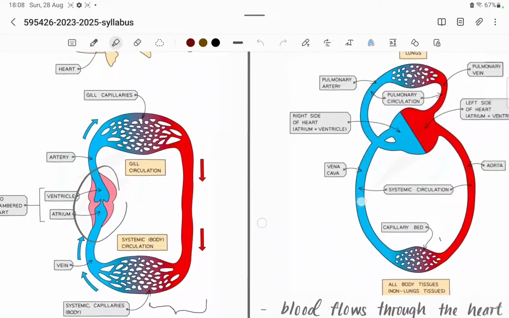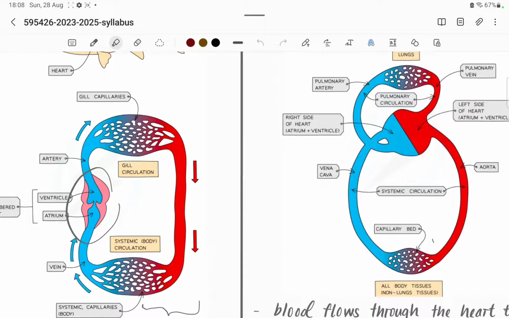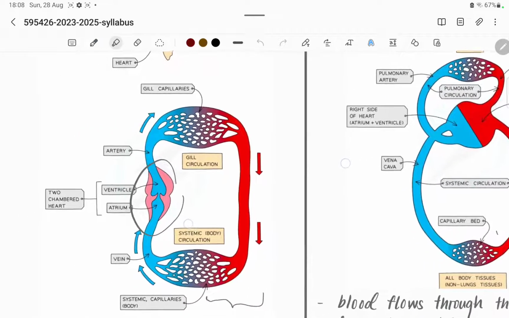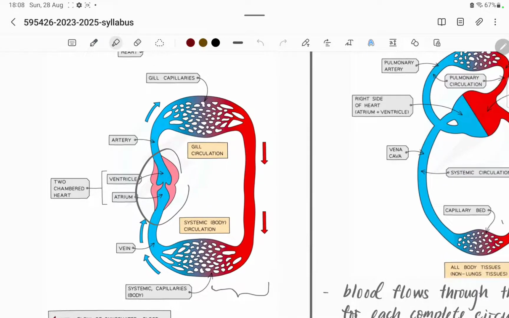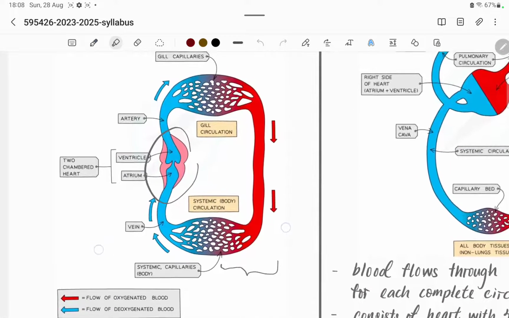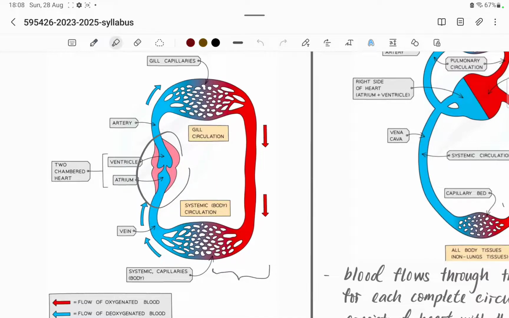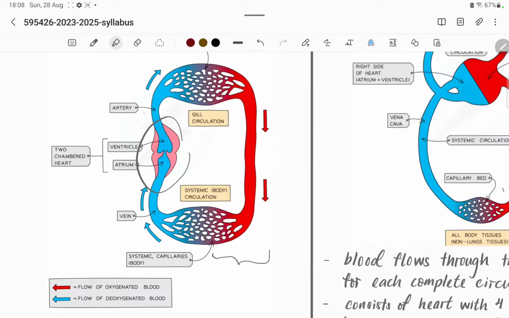For us humans, we have the capillaries at the lungs. But for fish it is different. Fish have their capillaries for gaseous exchange at the gills. So gill capillaries, and this red color one is the oxygenated blood. Okay, so for this one, the heart has two chambers, one ventricle and one atrium. Okay, and then after that the artery.